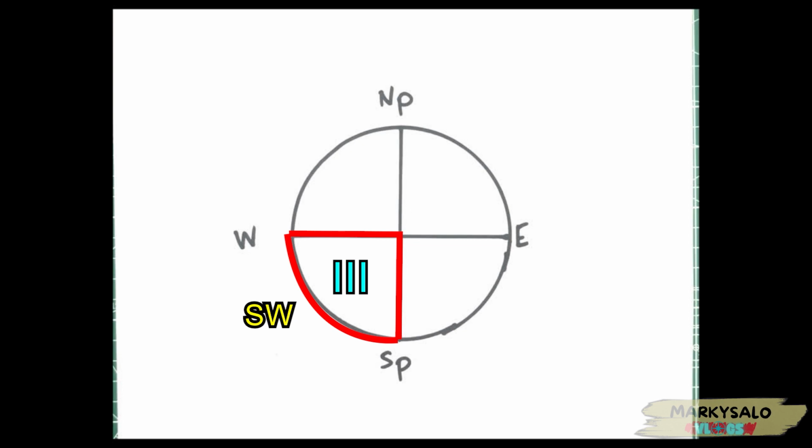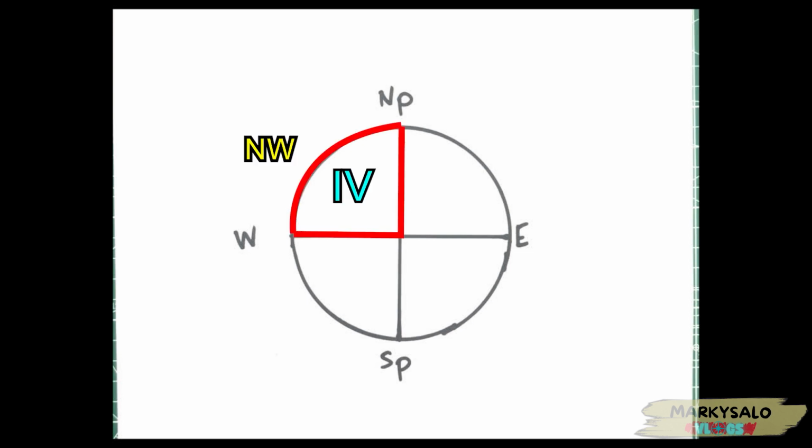So if the given latitude is south and the given longitude is west, we plot it here in the third quadrant. And lastly, the fourth quadrant has a northwest component, or northwest name. So if the given latitude is north and the given longitude is west, we simply plot it here in the fourth quadrant.